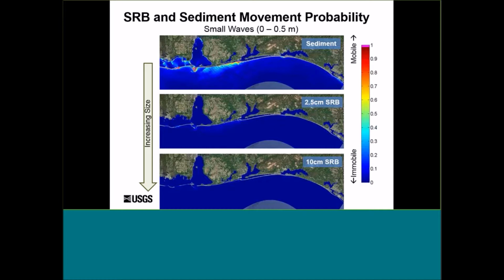These are under the small wave conditions that are common in the Gulf of Mexico. This is for natural sand sediment going up to 2.5 centimeter SRBs and 10 centimeter SRBs. What you can see is that under these small wave conditions, the big SRBs aren't moving anywhere. Similarly for the 2.5 centimeter SRBs. Sand, on the other hand, can move in the surf zone. This is intuitive. You go out to the beach, you see sand moving around even when the waves are little. So sand is more mobile than SRBs, and that's actually important.